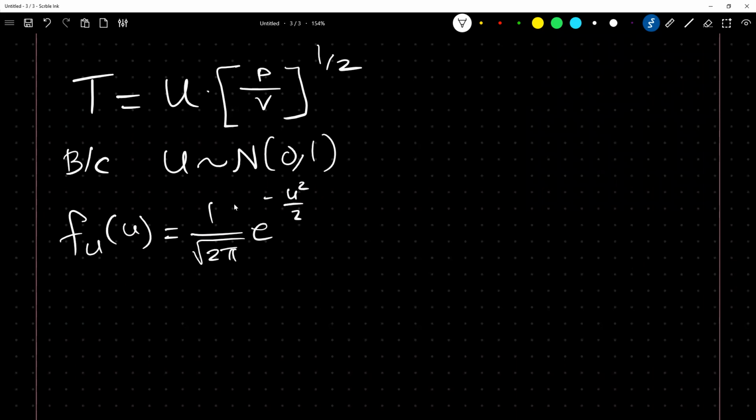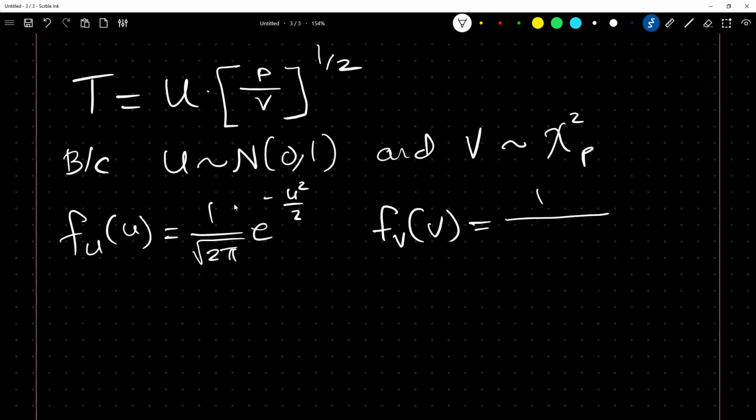And then for V, which follows the chi-squared distribution with n minus 1 degrees of freedom, we'll call it p because we want to make it easier. Then our PDF for V is going to look like this. We've got 1 over gamma of p over 2, times 2 to the p over 2, multiplied by v to the p over 2 minus 1, and then e to the negative v over 2.